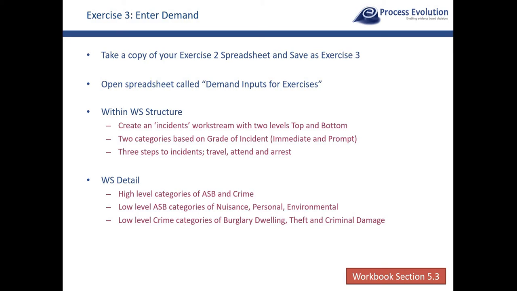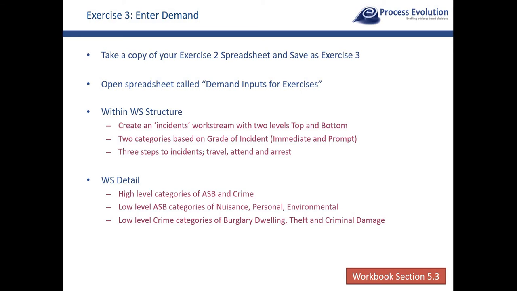So doing this, we're going to open up the ramp model, and within the work stream structure sheet, we're going to create an incident work stream. This incident work stream is going to have two levels, top level and bottom level. There's going to be two grades of incidents, immediates and prompts. This might be quite different from what you have in your own force. You might have emergencies, priority, appointments, scheduled, no response. In this case, we're keeping it nice and simple with immediates and prompts.